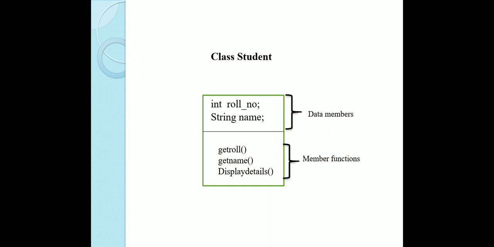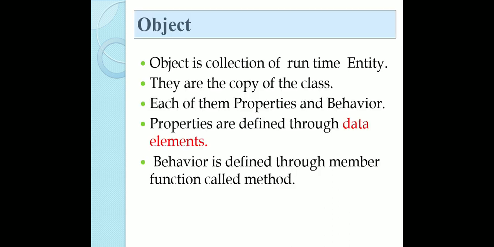Let's see the example. Class of student. Here the integer roll number and string name are data members of a class. And get roll number, get name and display details are the member functions of a class. Data members mean variable declarations, as in previous C++, and member function means a method of a class.